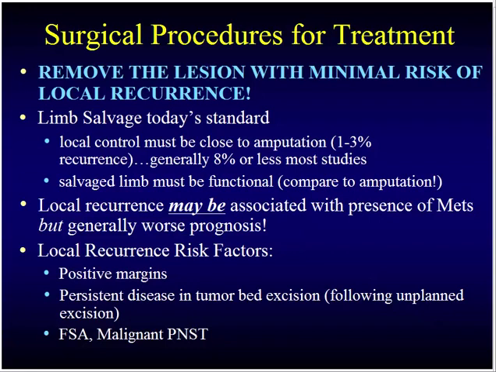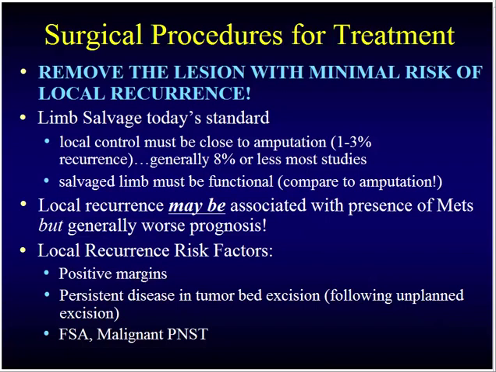All right, so now we're to the treatment of these things. You want to remove the lesion with minimal risk of local recurrence. That is the goal. Limb salvage is today's standard. So by and large, if you're presented with a question of a malignant lesion that needs resection, your answer is typically going to be limb salvage for a high-grade, stage 2B lesion.